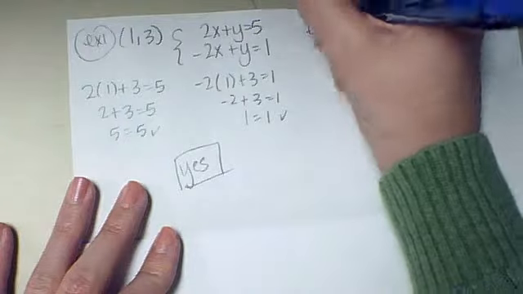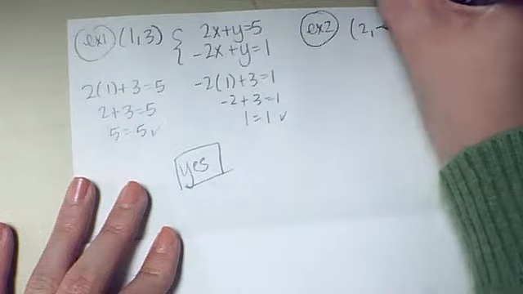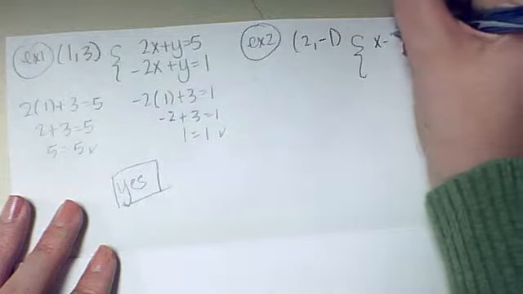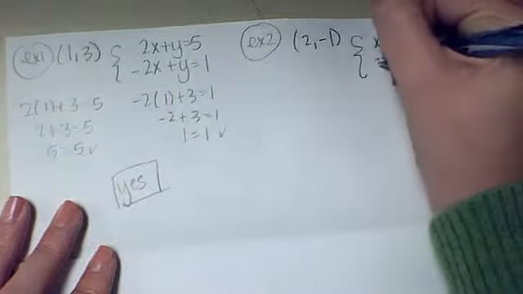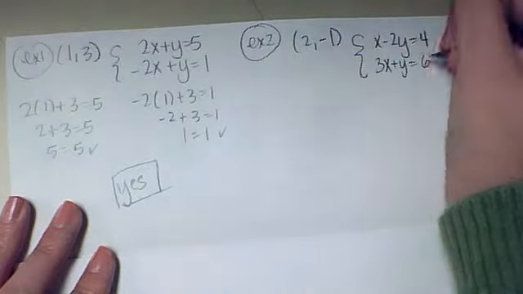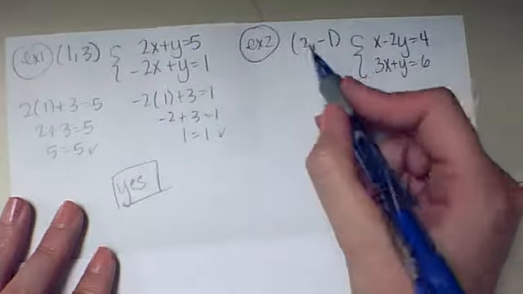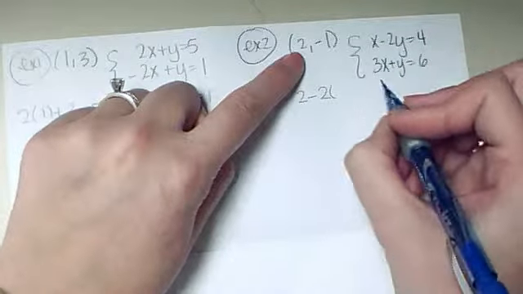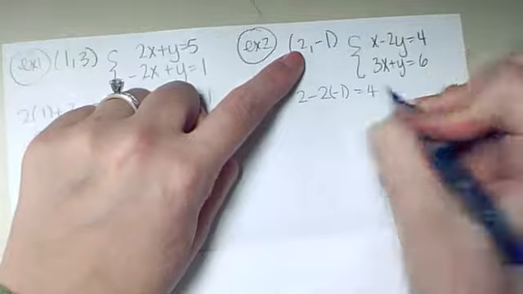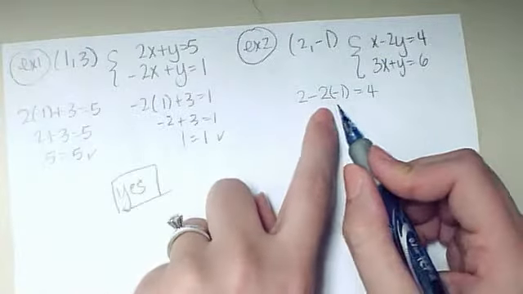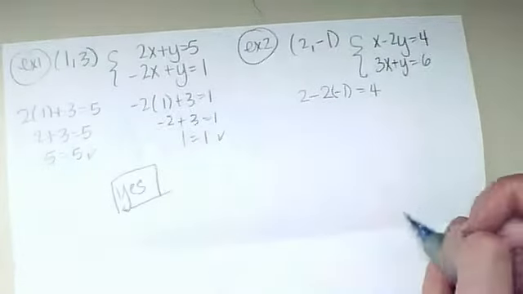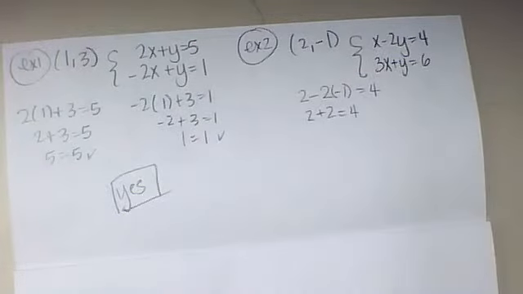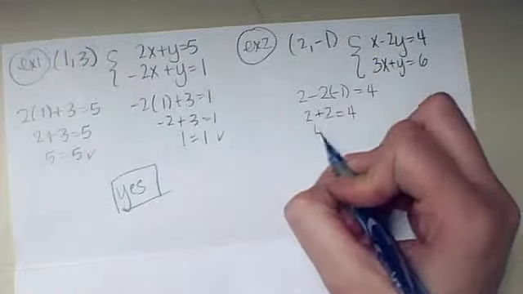Let's look at another example, number 2. I have the solution 2, negative 1, and I have the system x minus 2y equals 4, and 3x plus y equals 6. Let's go ahead and test that out. We have an x and a y. So for x, I'm going to put 2 minus 2, and in parentheses, negative 1 equals 4. I follow PEMDAS, so I multiply right here first. Negative 2 times negative 1 is positive 2. And positive 2 plus positive 2 is indeed 4.